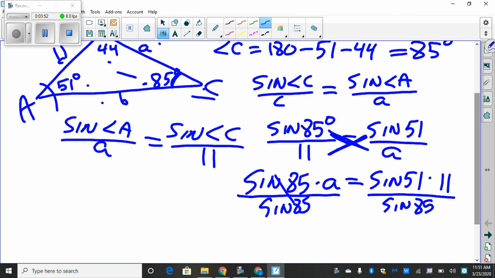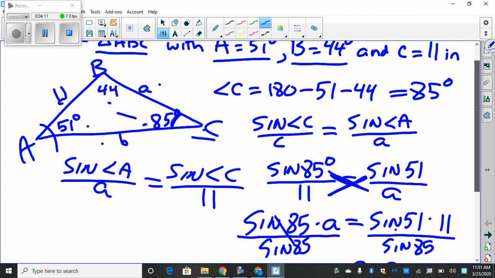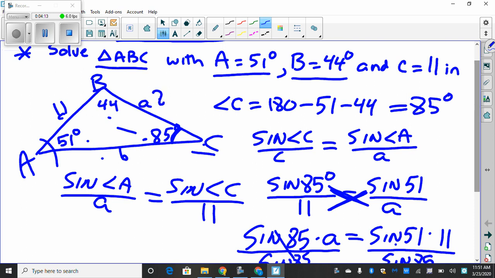And this will give me my answer. And if you do this in your calculator, do sine of 51 times 11, hit enter, and then divide it by the sine of 85, you will see that a will equal 8.58, rounded. So little a is 8.58. I've already got that figured out. This is 8.58 inches.